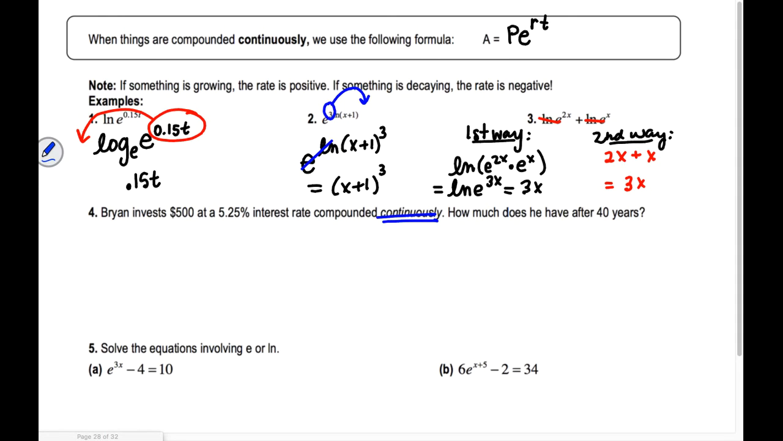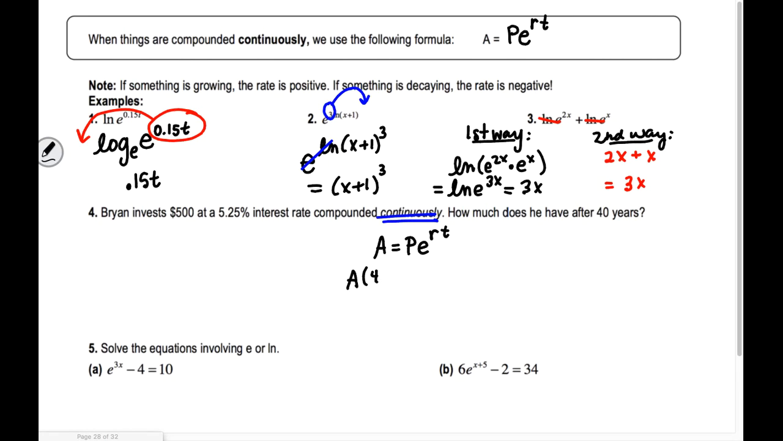A of t equals p times 1 plus r over n. It's not that equation. Which equation was it? This one. A equals p e to the rt, Pert. So we're going to use that equation. It says, how much does he have in 40 years?